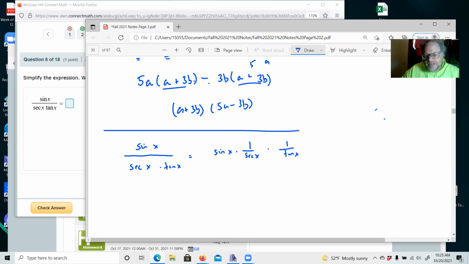Okay, because we can separate fractions like that, right? 3/4 is the same as 3 times 1/4. That's what we did. So what's 1 over secant? 1 over secant, right, is cosine. And what's 1 over tangent? Oh, that's cotangent. I don't think we're done yet, because I think we could break down the cotangent. So we have sine x, cosine x, and what's cotangent? Cotangent is cosine x over sine x. That will cancel, and we'll have cosine squared x.